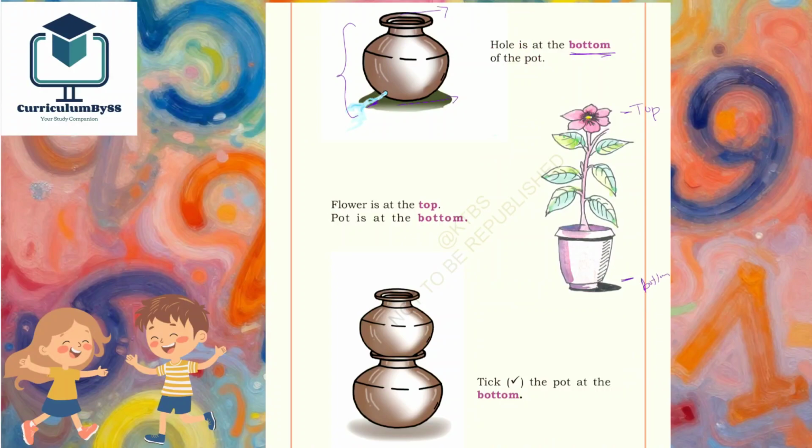So next activity is tick the pot at the bottom. Here they have given two pots. One is the top pot and second is the bottom. So they have asked us to tick the pot which is at the bottom. Which is at the bottom here? This one, right? This is the bottom pot.